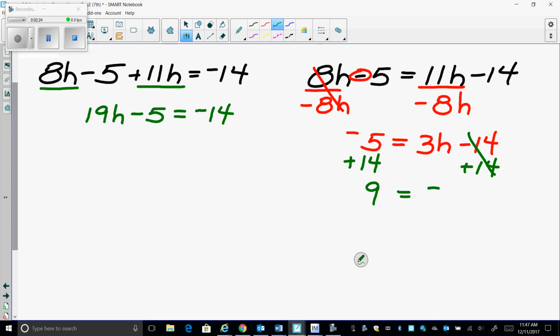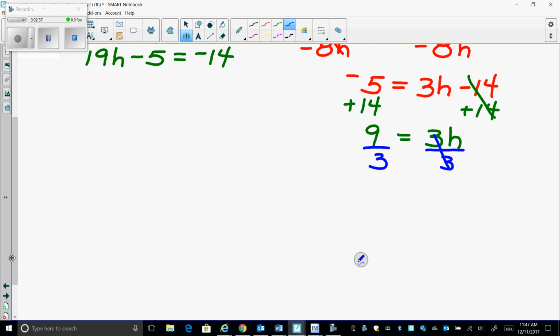On my right-hand side, all I have left is 3h. And now to get h by itself, we are going to divide by 3 on both sides of the equation. So 9 divided by 3 gives me 3. 3 is the value of h. There's our first example.